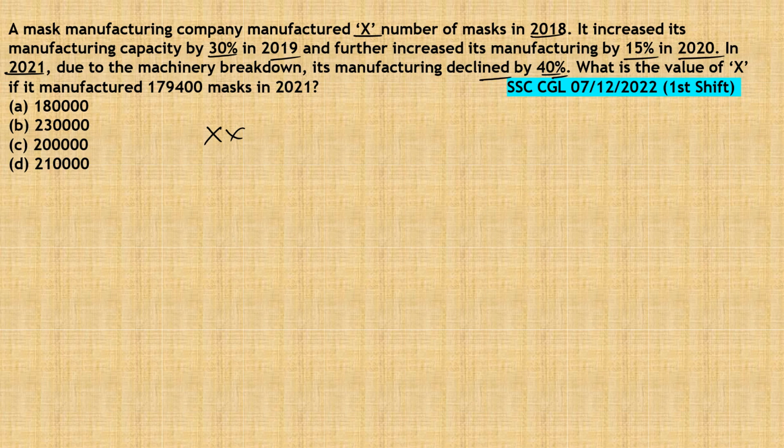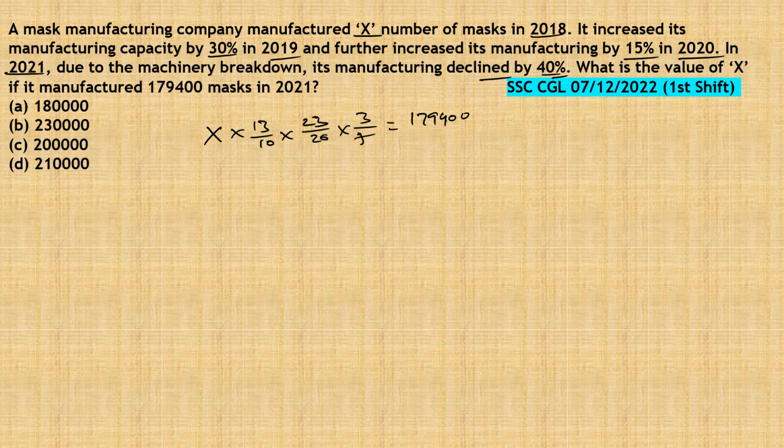That is X into, it increased its manufacturing by 30% in 2019. Before it was 100, now it is 130%. And in 2020 increased by 15%. 15% is 3 by 20. Increased by 15% is 23 by 20. 2021 declined by 40%. That is left with 60%. That is 3 by 5. And the masks manufactured in 2021 are 179,400.